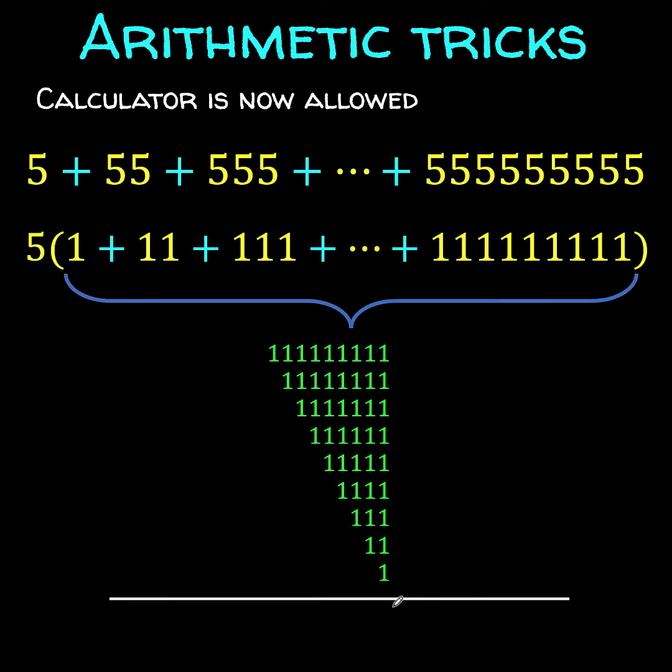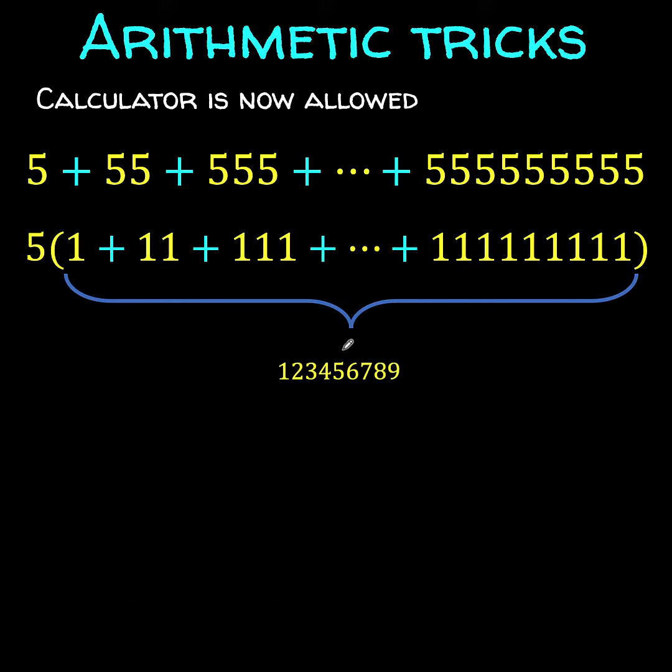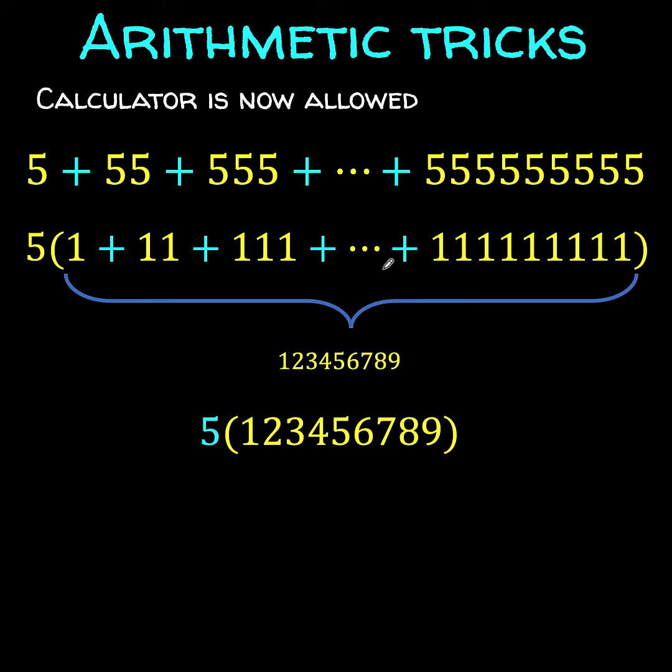Now, to find the sum of this, it's easier because after lining them up, we know that if you add 9 ones, the sum is 9. The next one is 8, the next is 7, until this last one here. Therefore, the sum of the terms inside the parentheses is simply 123,456,789. So we now multiply that number by 5 so that we can get the sum of the original problem.